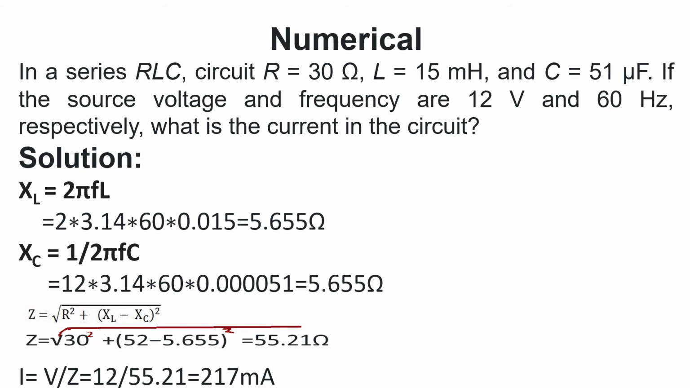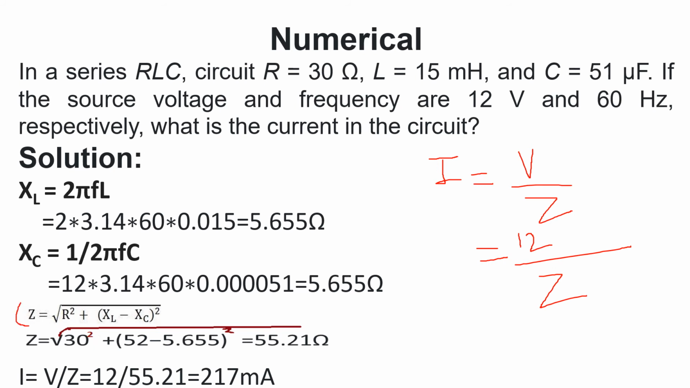If we want to solve this numerical, we should arrange by the formula, that is I is equal to V upon Z, because we know V is equal to IZ. Here we know the voltage value, that is 12 volts. Now we want to calculate Z. So how to calculate Z? For Z we have this formula: Z is equal to the square root of R squared plus XL minus XC squared. In the numerical we have the value of R, that is 30 ohms, and we need XL minus XC.